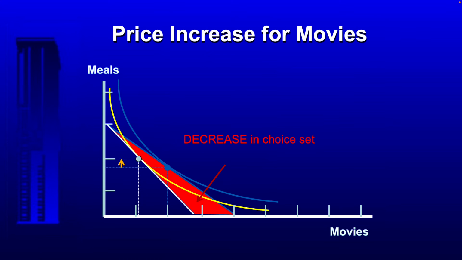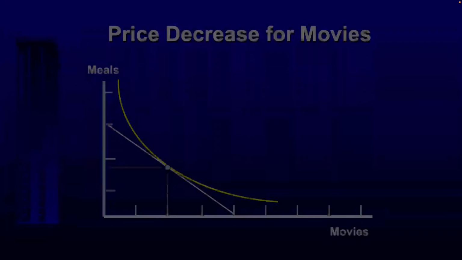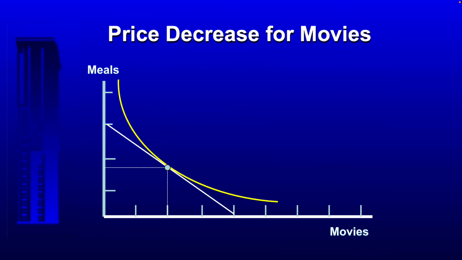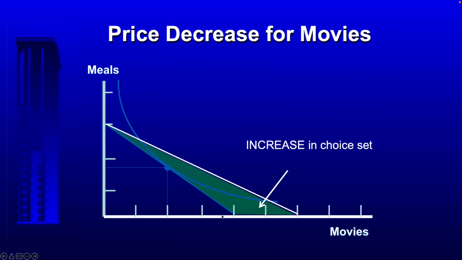Let's just do the opposite case. Let's take a look now at what happens if we decrease the price for movies. And sure enough, the budget constraint will shift outward to the right, and that will make more bundles available to him. He'll be able to afford to buy more because his money's going to go a little farther. Okay, this is also an example of an income effect, the effect of the price change.